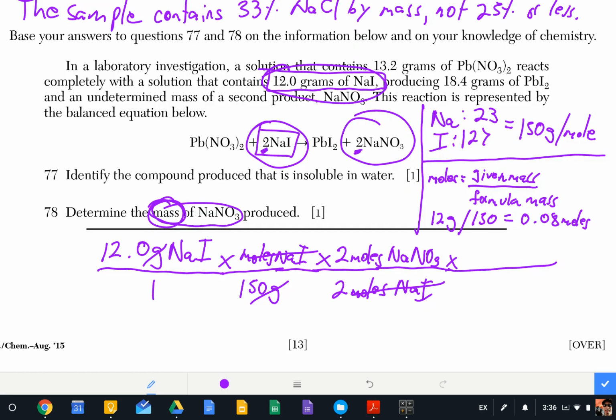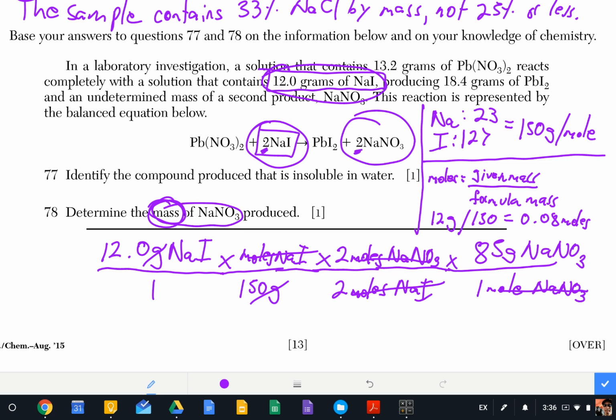So we're going to multiply that. It's 85 grams of sodium nitrate per 1 mole of sodium nitrate. Grams cancels out. Moles of sodium iodide cancels out. Moles of sodium nitrate cancels out. And we're left with grams of sodium nitrate. Cool. Now all we have to do is, well, some math. We just multiply across the top of the fraction and across the bottom and divide if necessary.